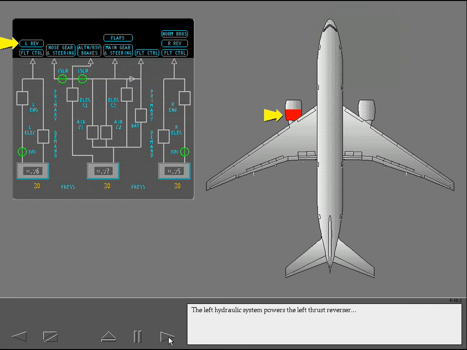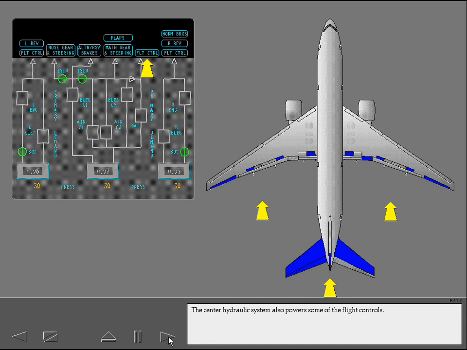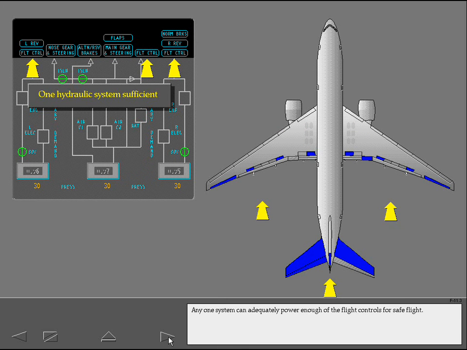The left hydraulic system powers the left thrust reverser and some of the flight controls. The right hydraulic system powers similar systems. It powers the right thrust reverser and some of the flight controls. Additionally, the right system powers the normal brakes. These systems are powered by the center hydraulic system. The center hydraulic system also powers some of the flight controls. Any one system can adequately power enough of the flight controls for safe flight.